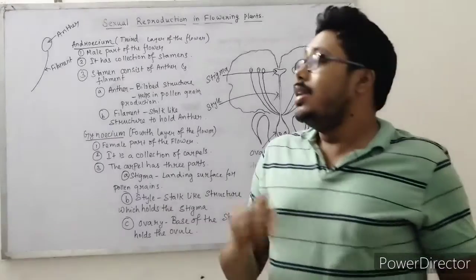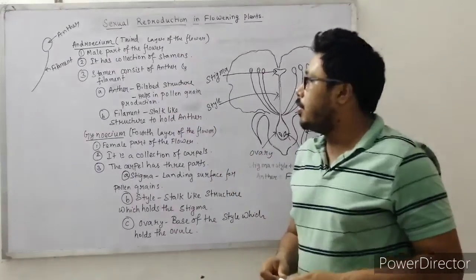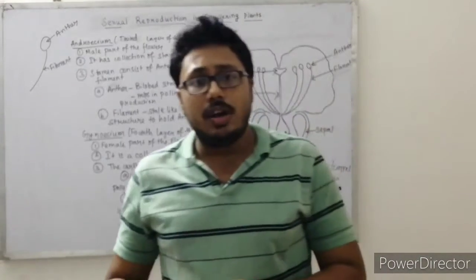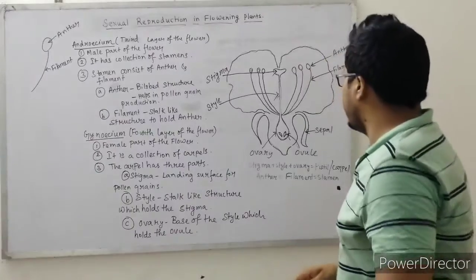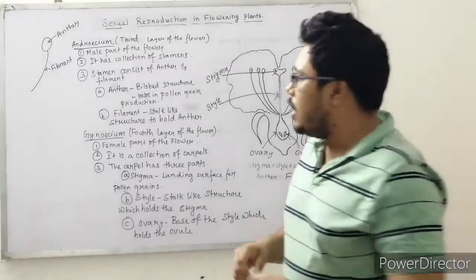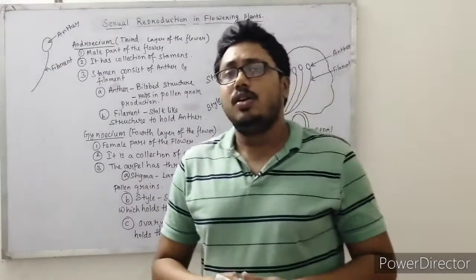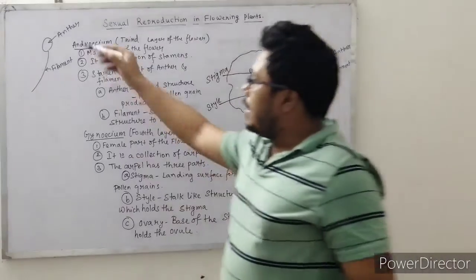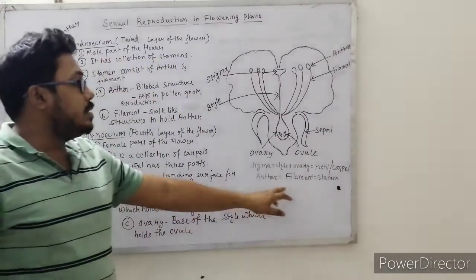This is the third layer of the flower, also called the male part of the flower. It is a collection of stamens. What is a stamen? The stamen is the collection of anther plus filament together. Yes, anther plus filament. See here, I have written anther plus filament.